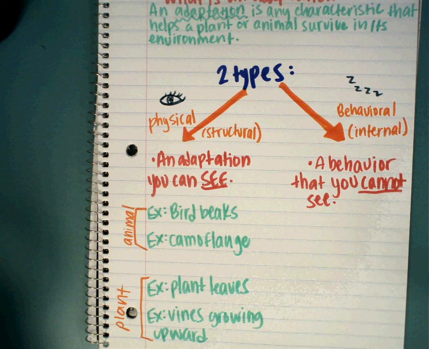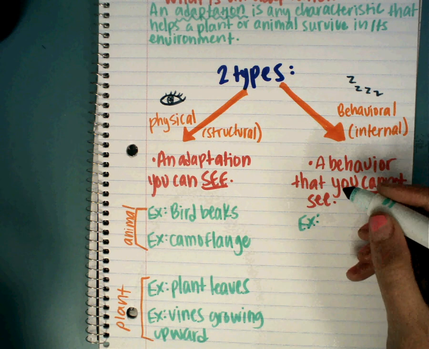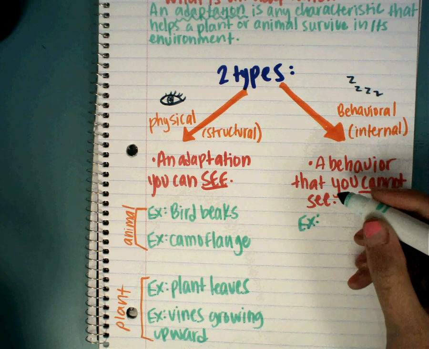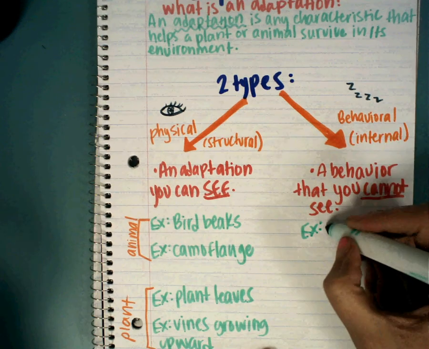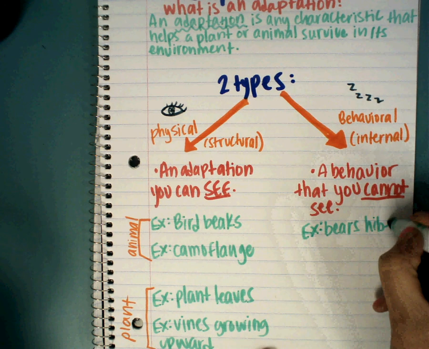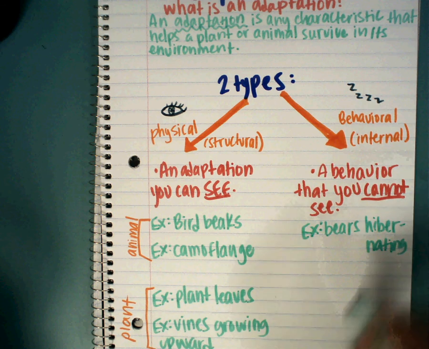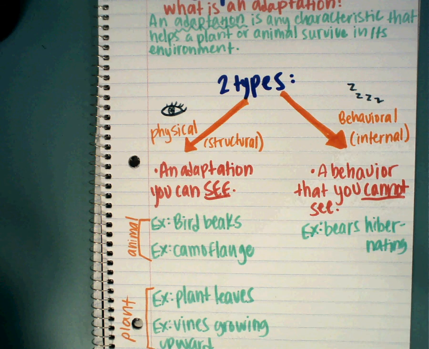One of them would be bears hibernating, right? That is something that bears do. I wouldn't know that just by looking at a bear, but I'm going to have to study that bear and see what its behaviors are. So, bears hibernating. They do that because they're warm-blooded and it allows them to keep their body temperature the same no matter how hot or cold it is outside.